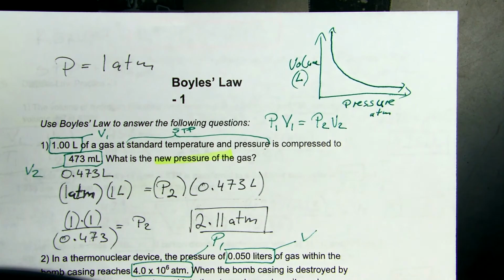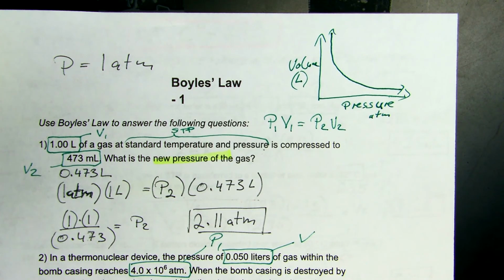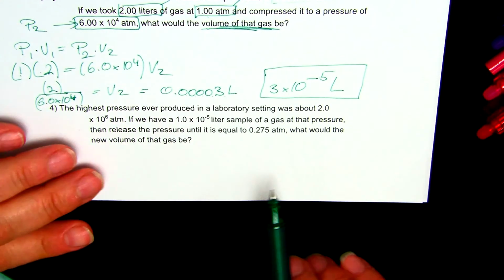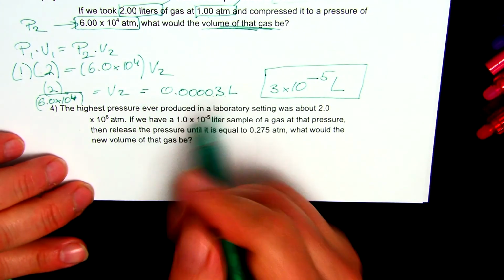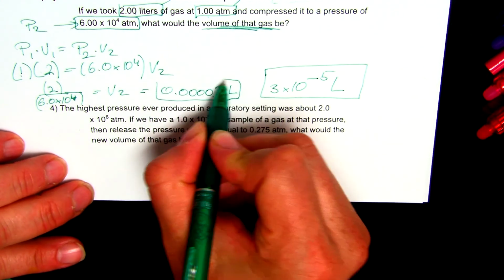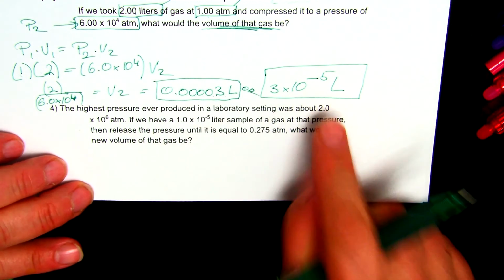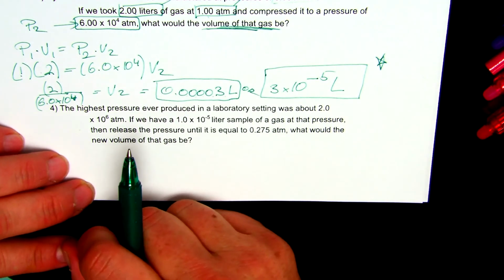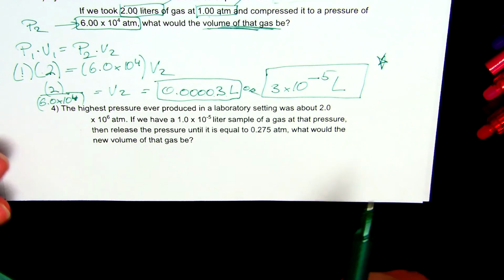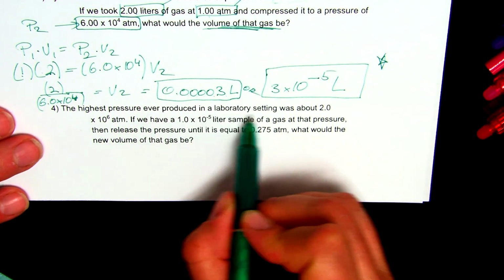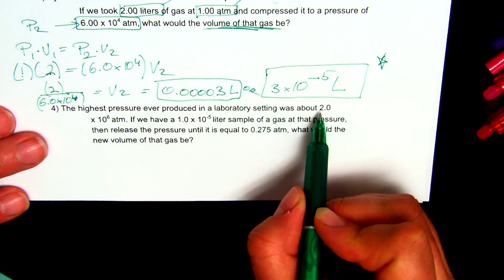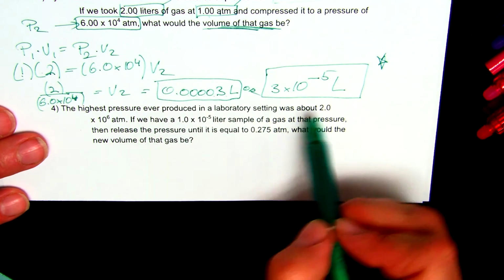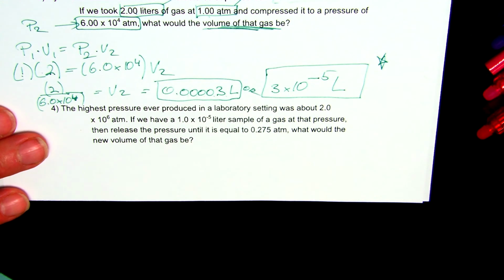Okay, last one, and then I will answer questions. Right here is the answer. You can write it either way, but usually in science we prefer scientific notation. You're scientists. All right, last question here. The highest pressure ever produced in a laboratory setting was 2 times 10 to the 6th atmospheres. So that's even higher than when you make artificial diamonds. Let's see what we have.